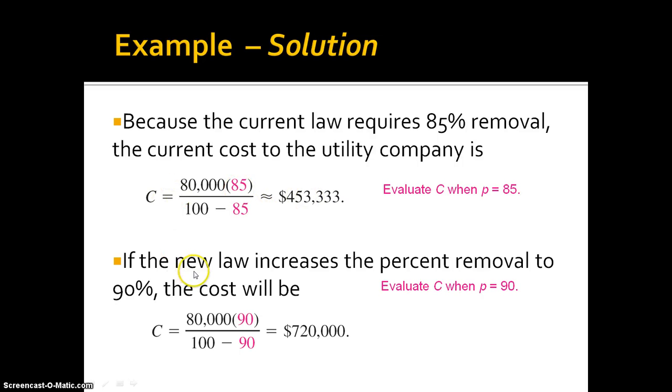Now when we do that calculation and see what the cost is when we implement the new law, we plug in the 90% for P, that's our input, and now we have this new product divided by the difference 100 minus 90. So we have the new product divided by 10, and that's 72. What is that? Almost $750,000, $720,000. So we're going to compare. The new cost of extracting pollutants is more. How much more?